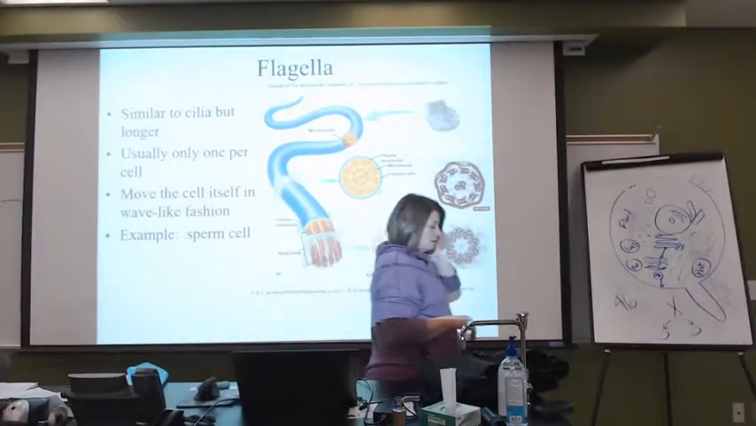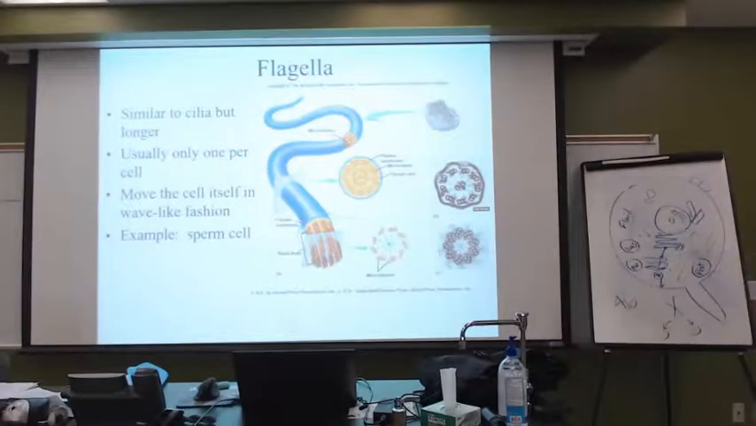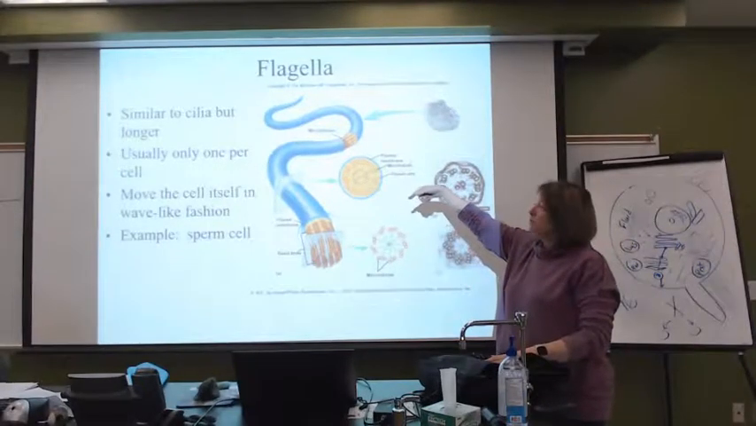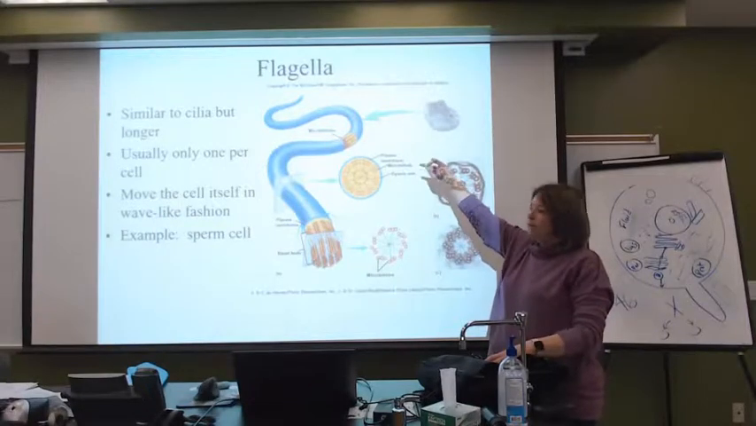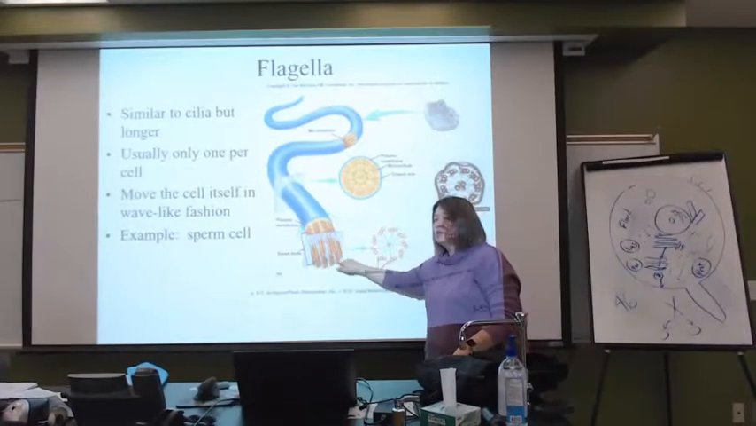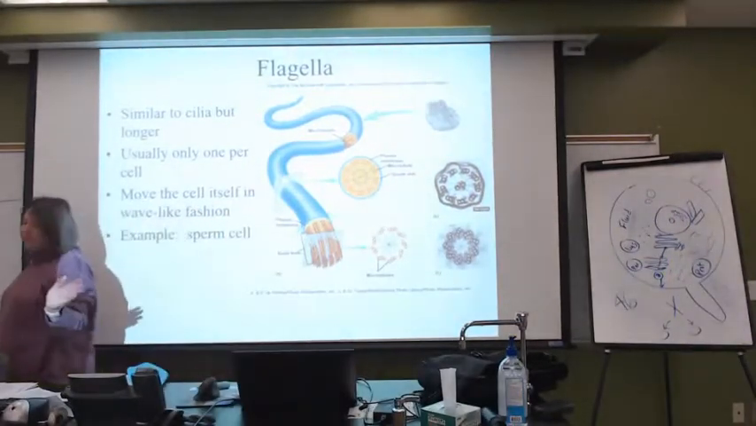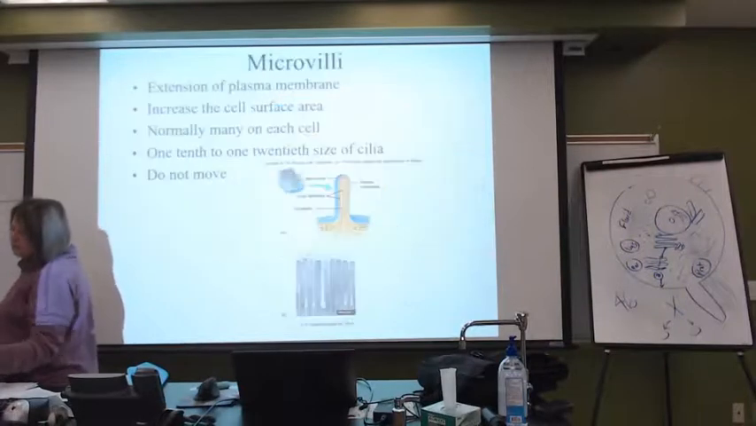Flagella, there's only one cell in the human that has this, and it's the sperm, and it works in a whip-like fashion so that it can propel the sperm forward. So flagella, usually there's only one per cell, and the way that it works, based on this tubular structure from the cytoskeleton, it will have the ability to propel the cell forward.